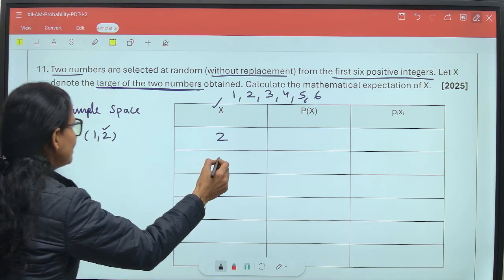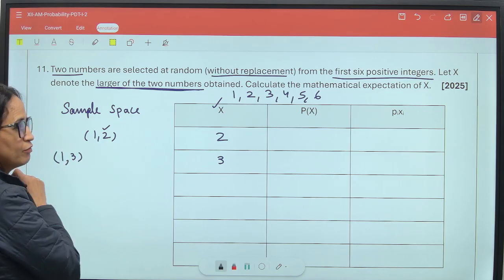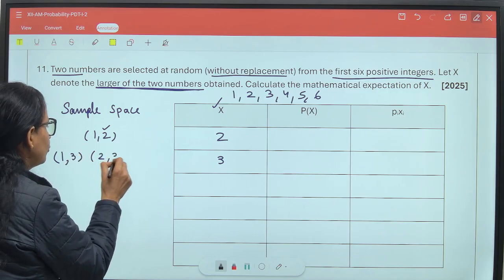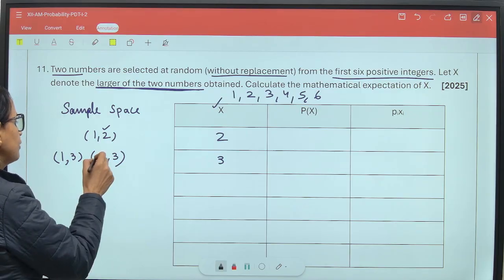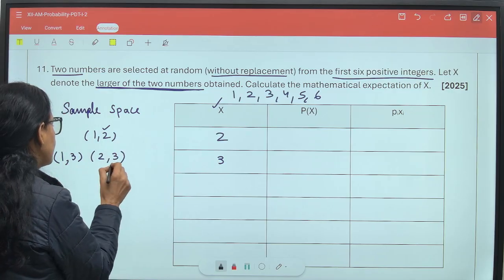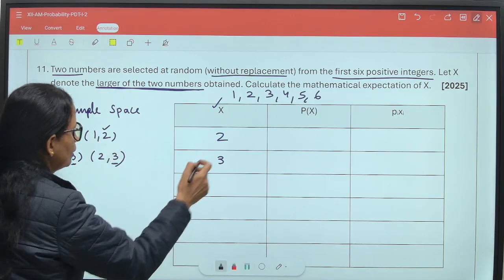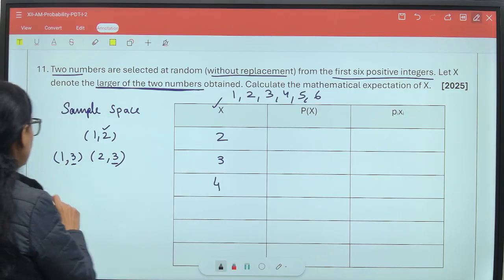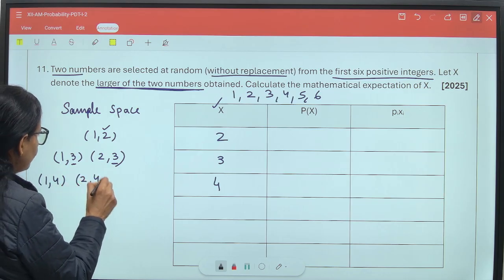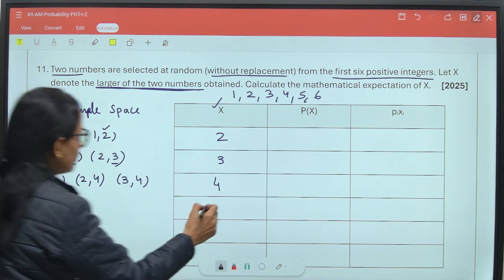Suppose 3 is the larger of the two numbers, then the possibilities will be 1, 3, where you get 1 in the first pickup and then 3, or 2, 3. If the first number is 3 or bigger, then it doesn't come into this category. So the possibilities are 1, 3 and 2, 3. To have 4 as the larger of the numbers, it can be 1, 4, or maybe you got 2 first and then 4, or maybe you got 3 first and then 4.